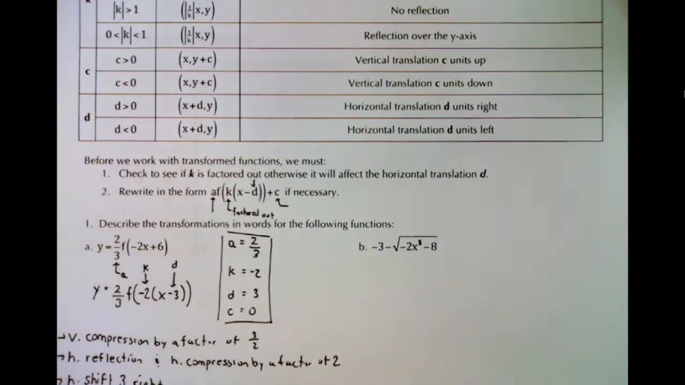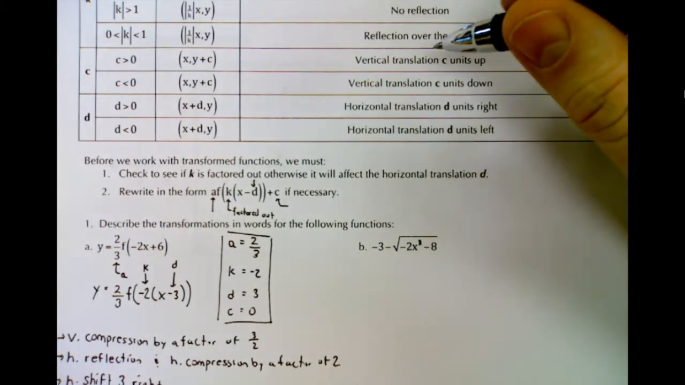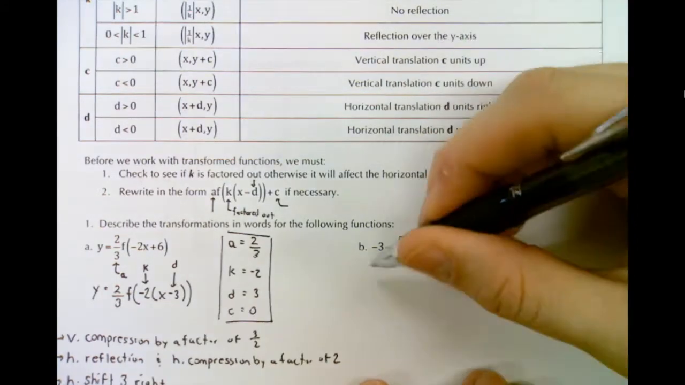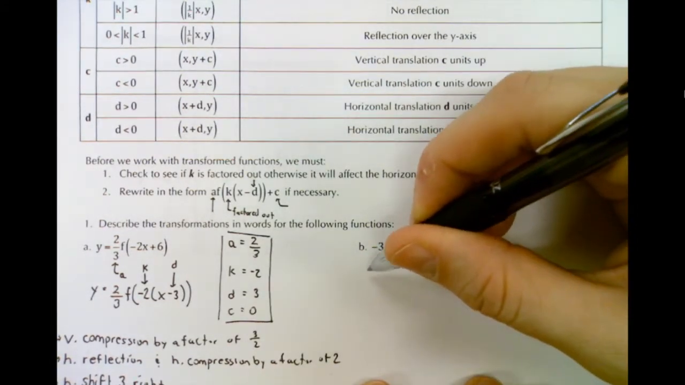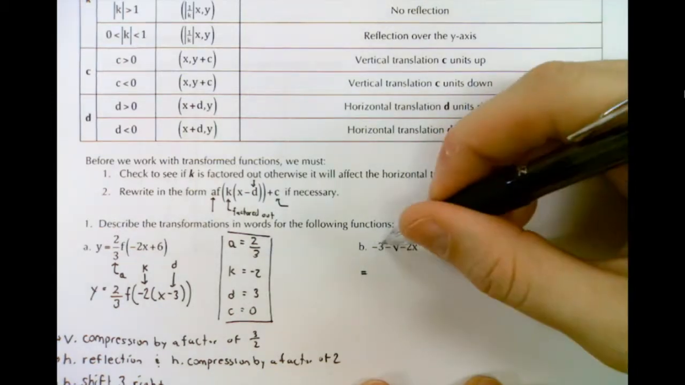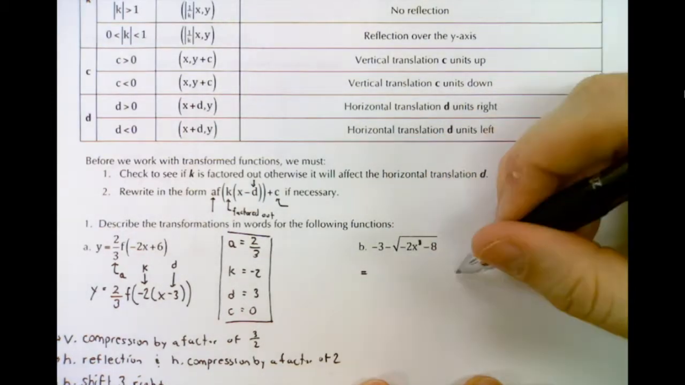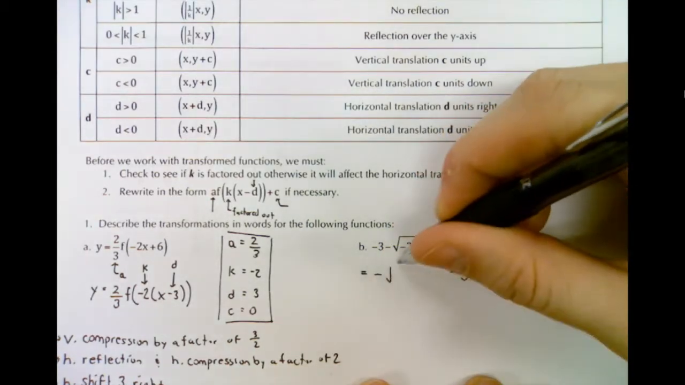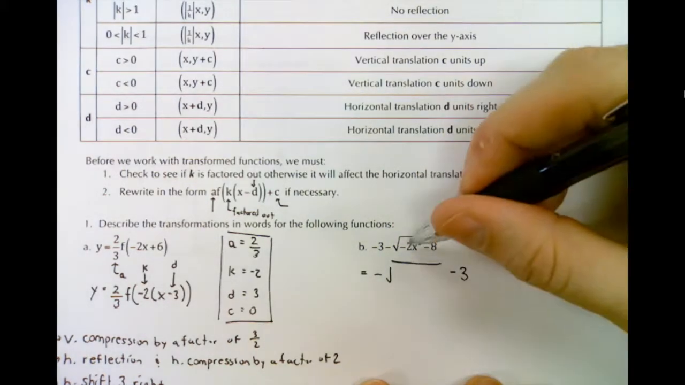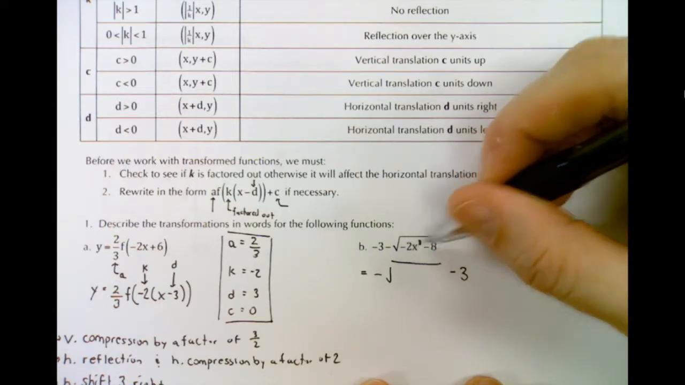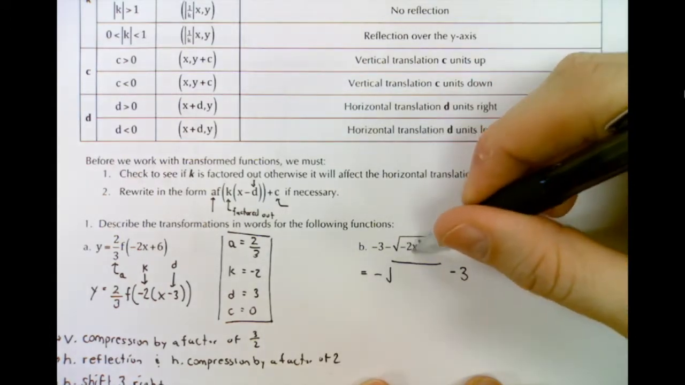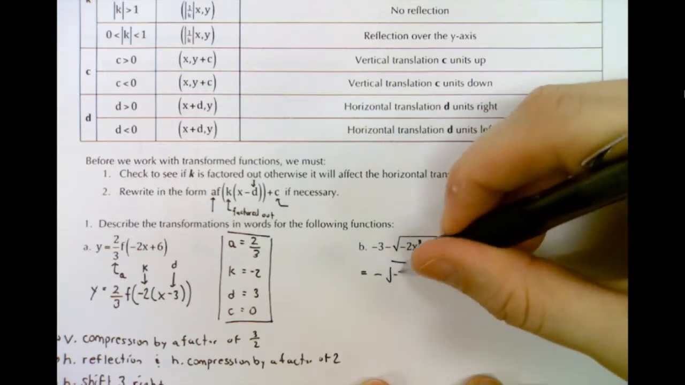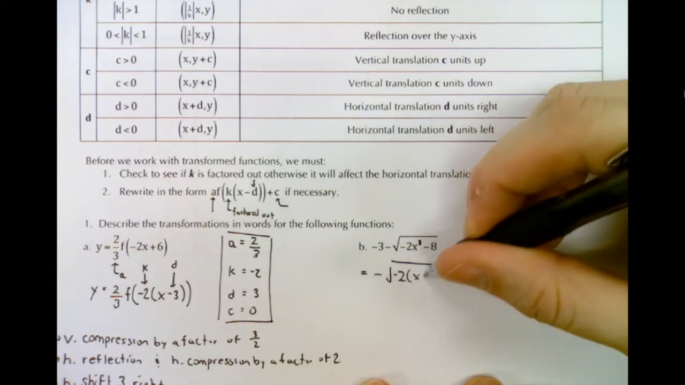Let's try it again with B. B is written in kind of a weird order here. I'm going to rewrite it in an order that makes a little bit more sense. Negative 3, I'm going to write that at the end. Negative square root, keep. And we've got negative 2x minus 8. Again, we don't have that bracket, so we're going to common factor that negative 2. And we get x plus 4.